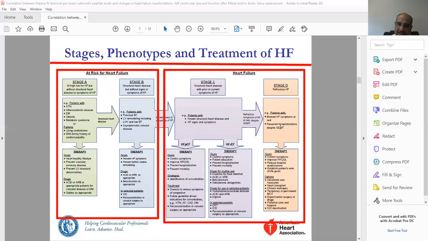Stage D are patients with refractory heart failure symptoms, who are always symptomatic, always with severe symptoms. We call them stage D heart failure or refractory heart failure, or sometimes advanced heart failure, patients who need advanced therapies like CRT-D, like LVAD, like heart transplant, or even palliative hospice care.